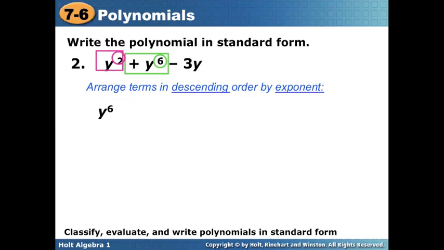Next, we will use the y squared. Think about it. Is that y squared positive or negative? It is positive, so we will say plus y squared. Finally, we have a negative 3y to the 1st. If you need to, write in the understood exponent of a 1. That will be our final term in our answer. y to the 6th plus y squared minus 3y is our answer for number 2 in standard form.